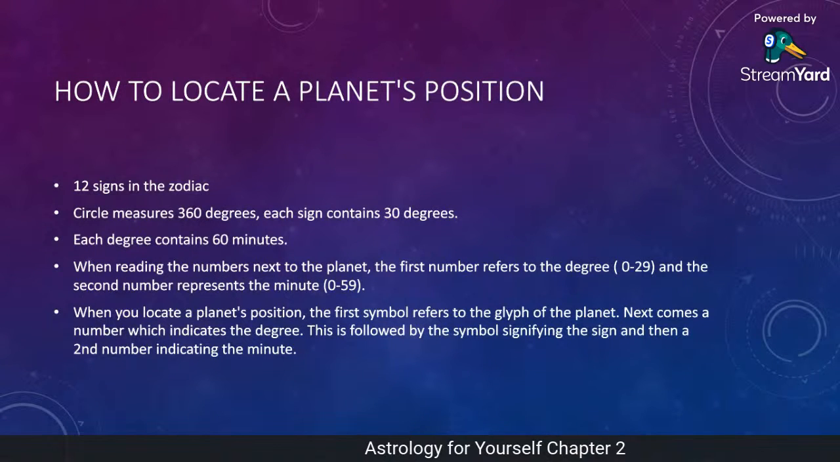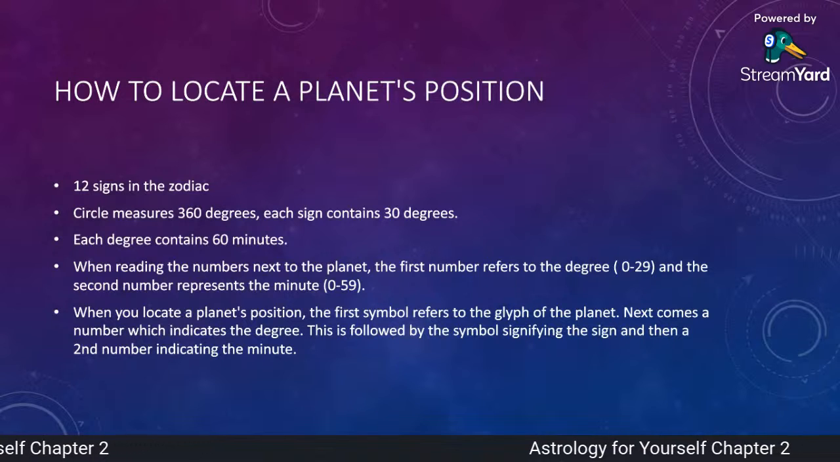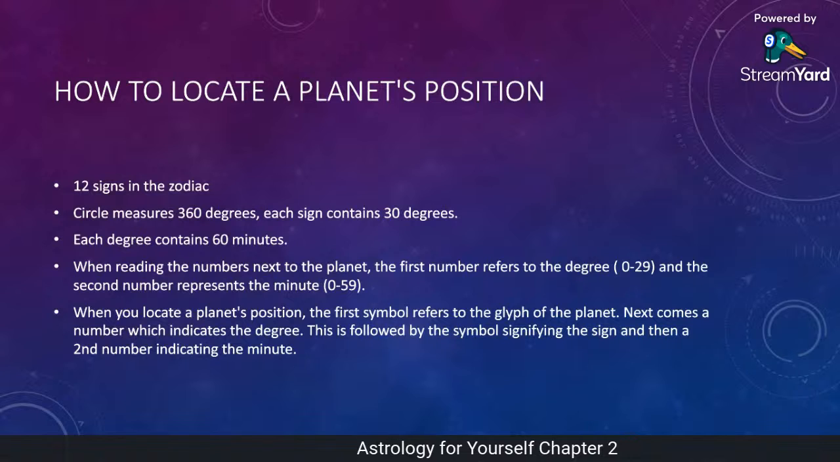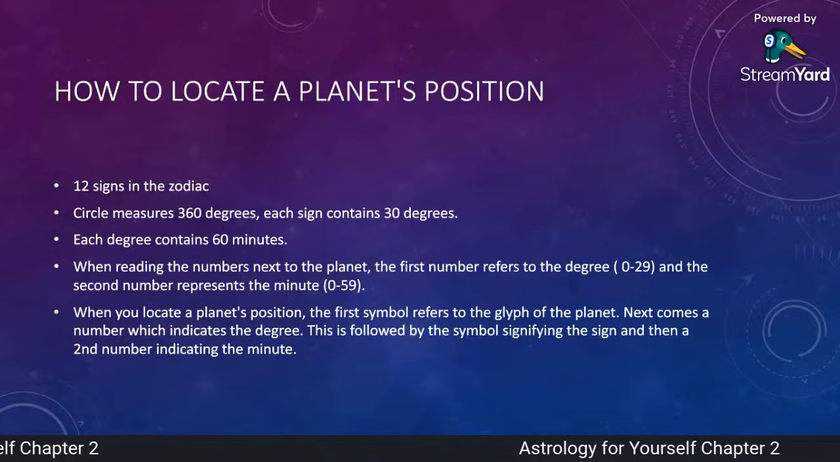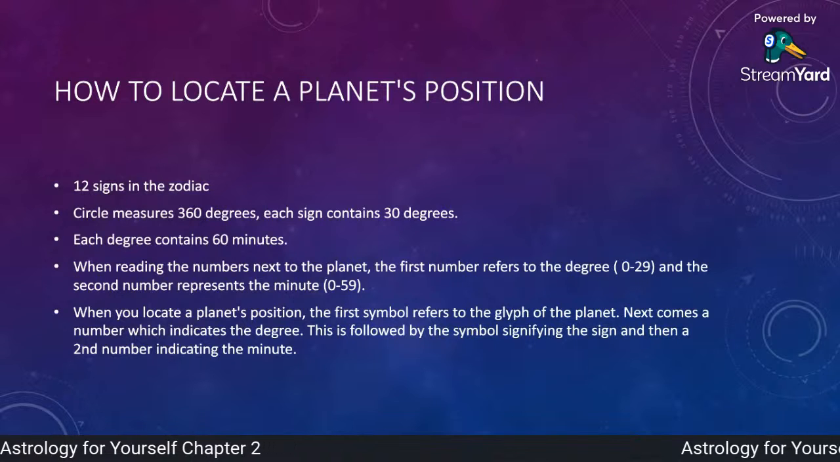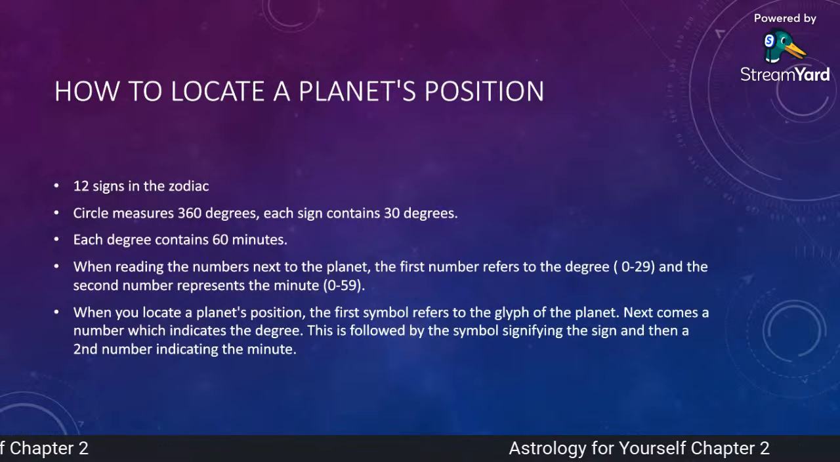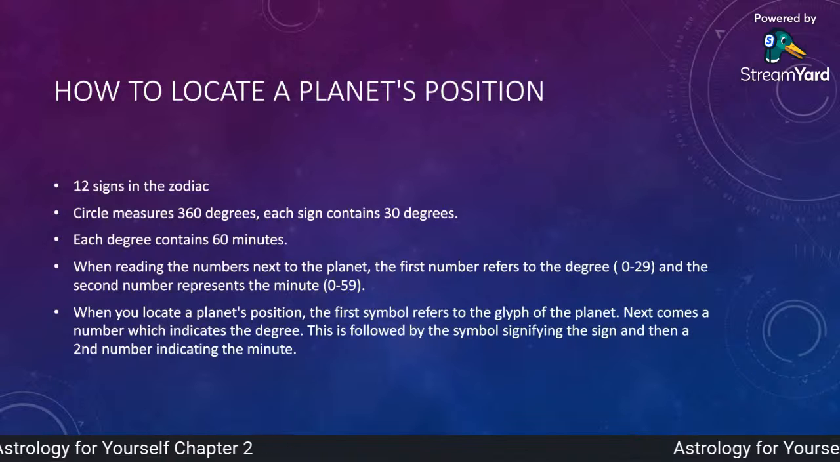How to locate a planet's position. Let's now locate a planetary position in our sample chart. Let's begin with some simple geometry. There are 12 signs in the circle of the zodiac. Since the circle measures 360 degrees, each sign contains 360 divided by 12, or 30 degrees. Each degree in turn contains 60 minutes. Thus, when reading the numbers next to the planet, the first number refers to the degree, 0 to 29, and the second number represents the minute, 0 to 59.